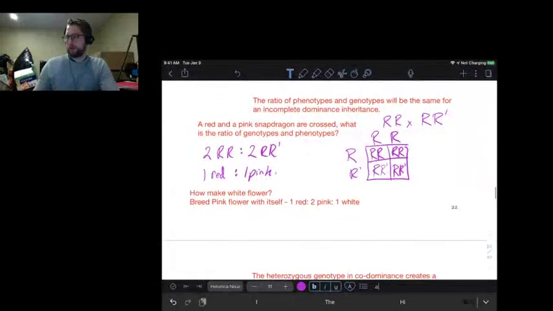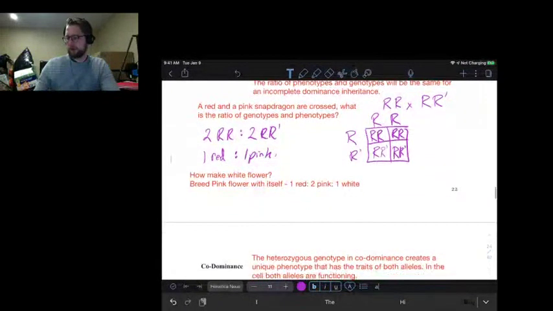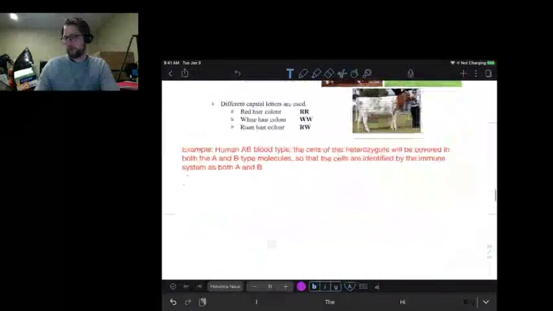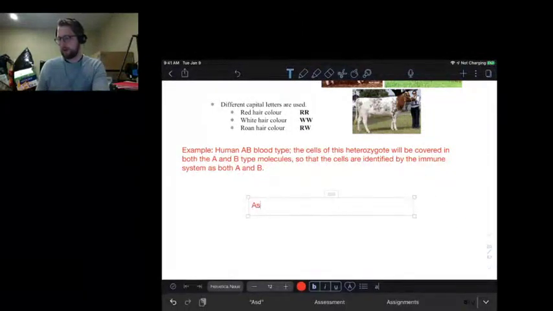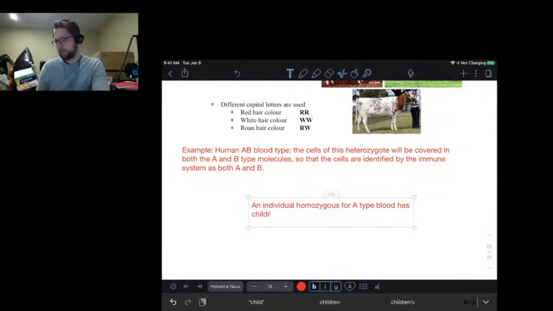Okay. All right, I think that covers that one. I guess we should do one more. We didn't do an example here, so let's do a human. We're going to do human blood type in the next class, but let's do an example here. An individual homozygous for A-type blood has children with one who is AB blood type.